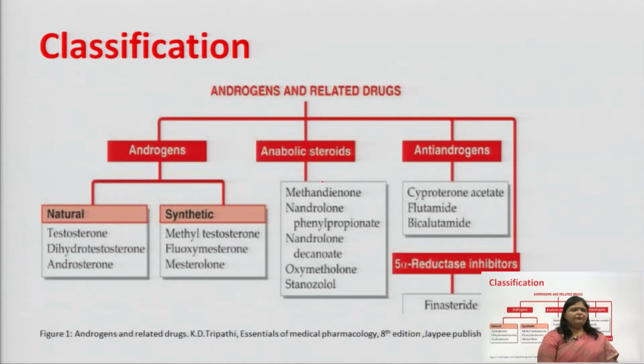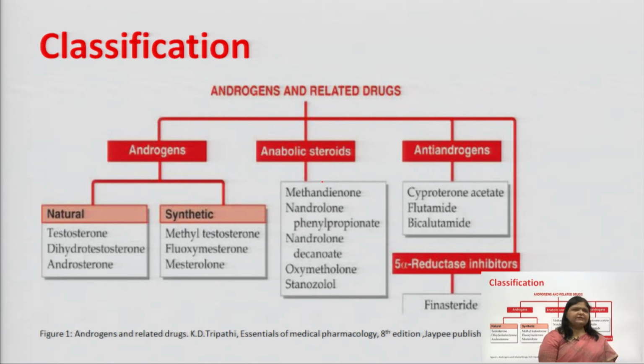Before we go on to the drugs, their mechanism of action, their kinetic properties, their uses and their adverse effects, it is first of all very important to classify the category of the drugs. So, the androgens and related drugs we classify into three major classes: androgens, anabolic steroids and anti-androgens.